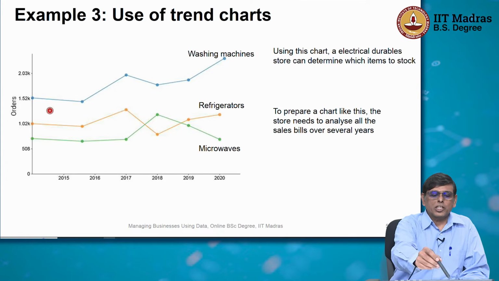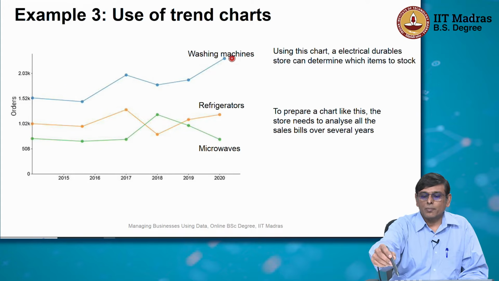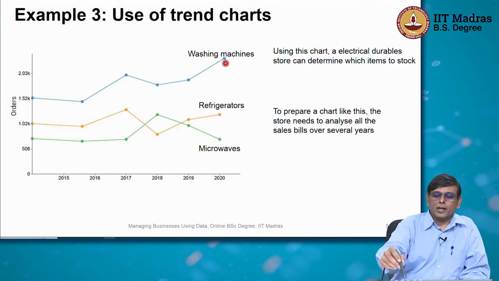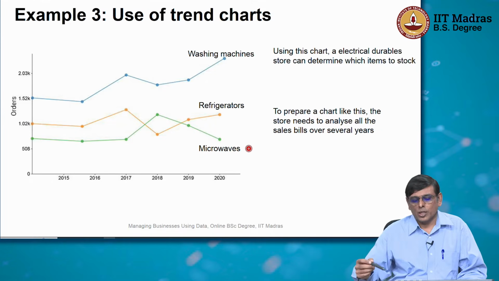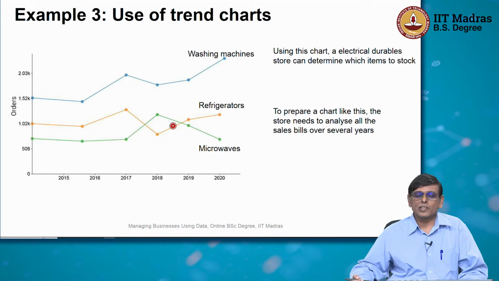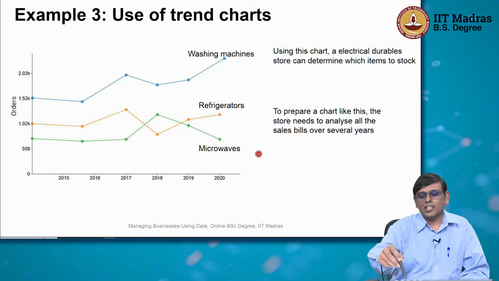So you see that washing machines used to be 1520 washing machines being sold at one time, but now in 2020 the number has gone to more than 2000 washing machines. But refrigerator, it went down a little bit and then it went up again. Microwave went up a little bit and came down and so on. So it looks like in 2018 people preferred to buy microwave instead of buying refrigerator or something, right? We don't know. We have to understand, analyze. But anyway, these are the trend charts.